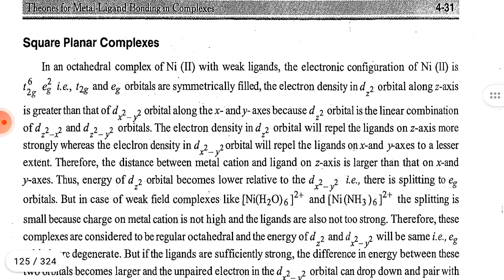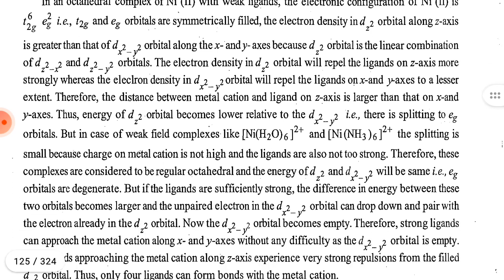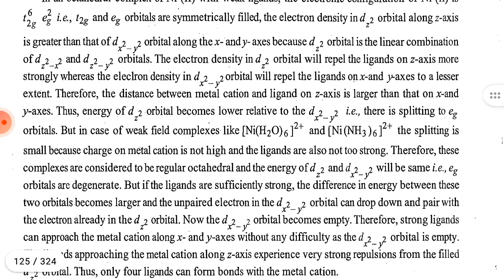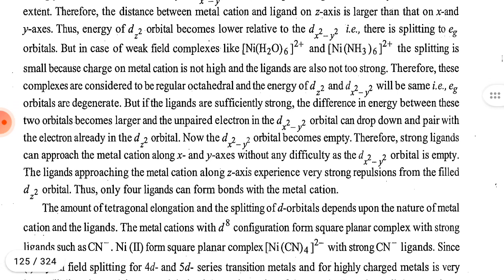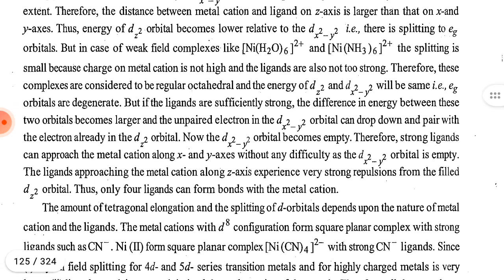the dz2 orbital is a linear combination of dz2-x2 and dz2-y2 orbitals. Electron density in the dz2 orbital will repel the ligands on the z-axis more strongly, whereas the electron density in the dx2-y2 orbital will repel the ligands on the x and y axes to a lesser extent. Therefore, the distance between the metal cation and the ligands on the z-axis is larger than that on the x and y axes. Thus, the energy of the dz2 orbital becomes lower relative to the dx2-y2, that is, there is a splitting of the Eg orbitals.